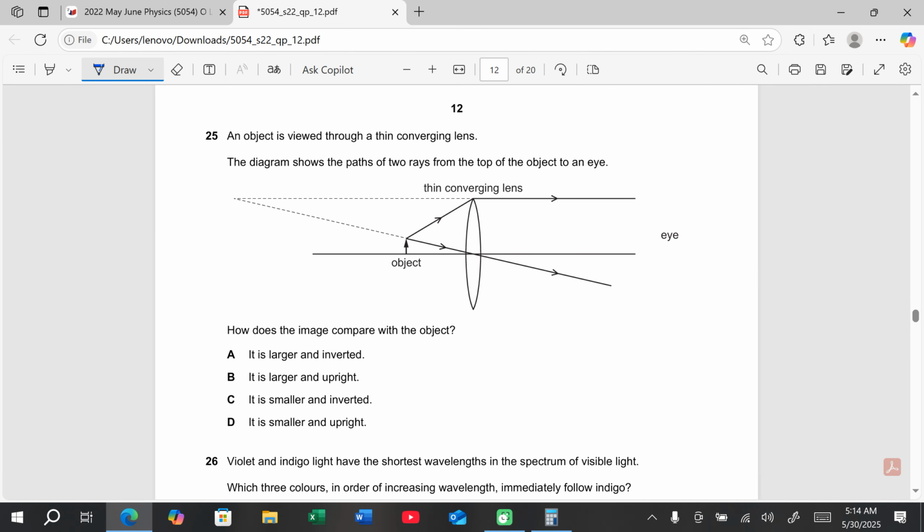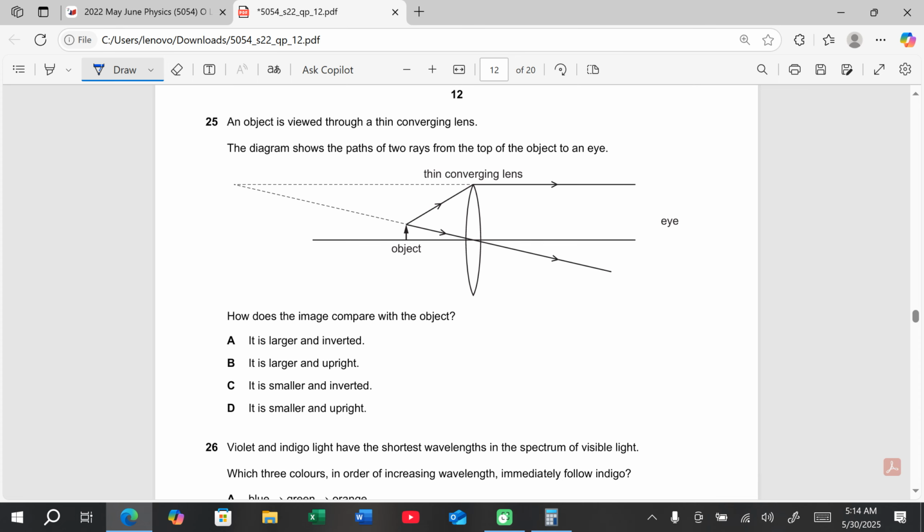An object viewed through a thin converging lens. The diagram shows the path of the two rays at the top of the object of an eye. Since the image is being formed on the same side of the mirror, it is going to be upright, virtual, and larger. So it is larger and upright. You need to remember this.